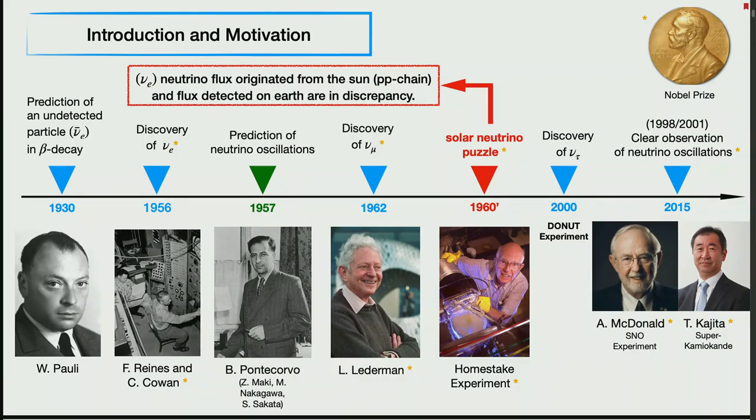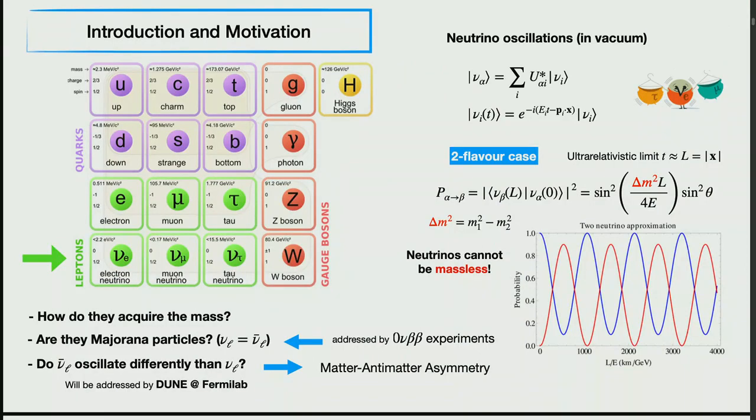Now, most of these discoveries have led to Nobel Prize awards, and it's a very interesting research field, and it's still very active because we learned a lot, but there is still a lot to understand about the nature of these particles. We don't know how these particles acquire their masses, whether they are Majorana or Dirac particles, and if antineutrinos oscillate differently than neutrinos. The latter one will be addressed by the DUNE experiment at Fermilab, in the next generation neutrino experiment. And it's very important because it's related to fundamental cosmological questions like the matter-antimatter asymmetry in our universe.